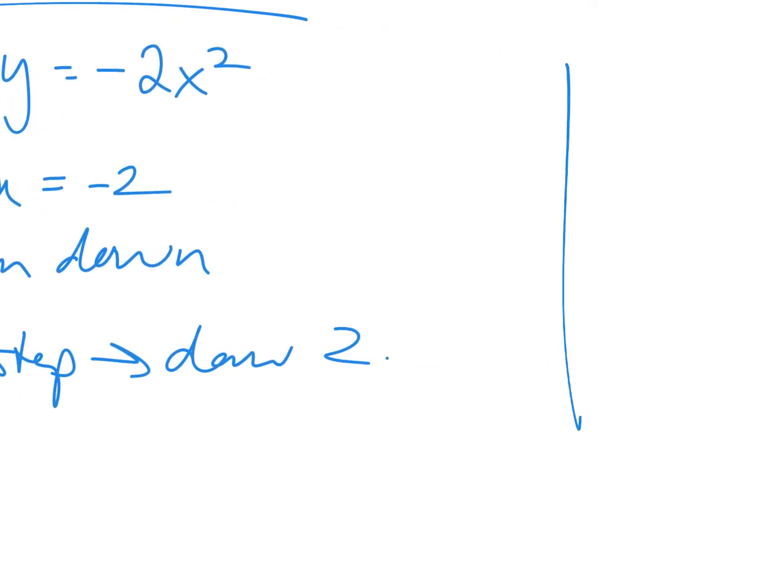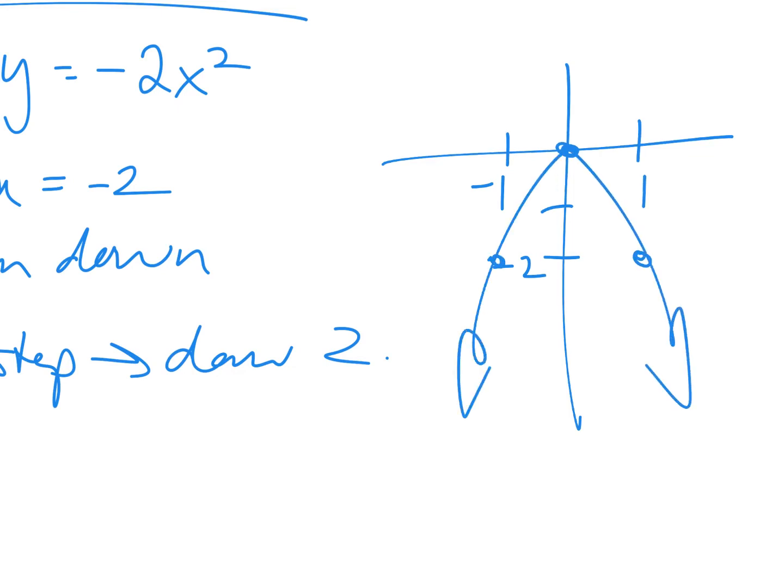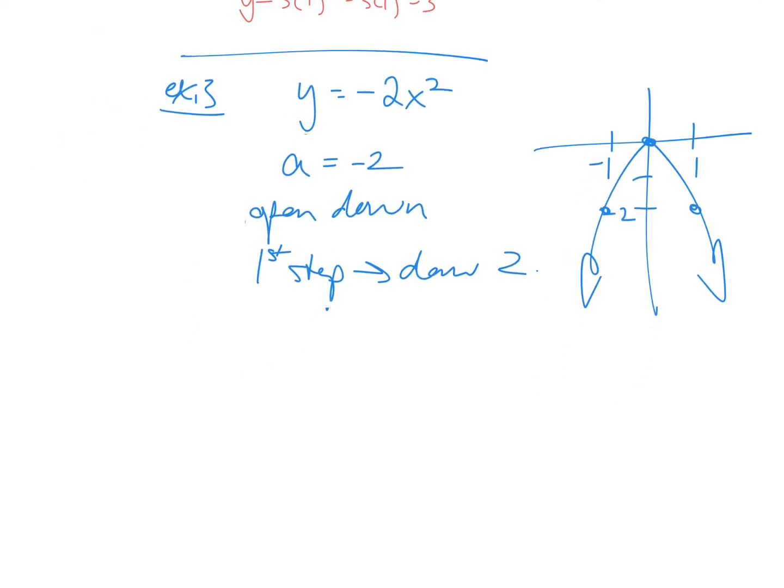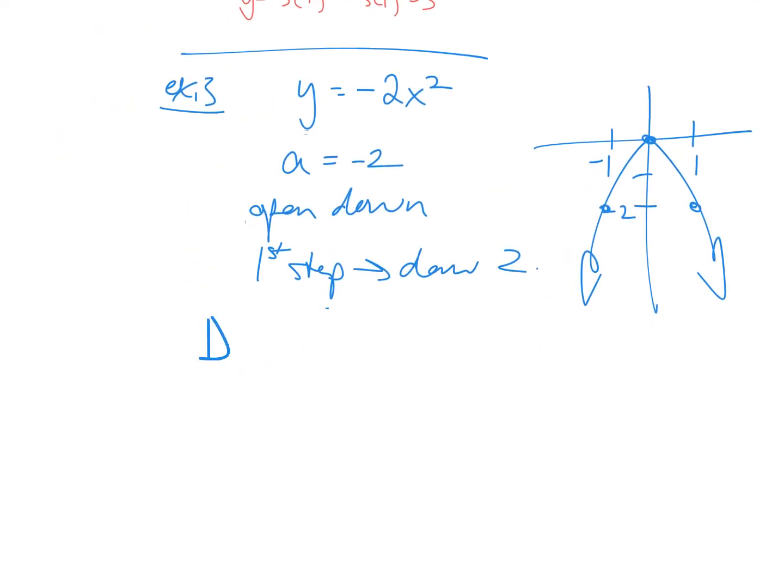will be down 2 units. So visually, we have our vertex at 0, 0, and if we go left 1, right 1, the parabola is going to open down 2 units. So it'll look like this. Let's check the table. And again, let's analyze the domain from -1 to 1.